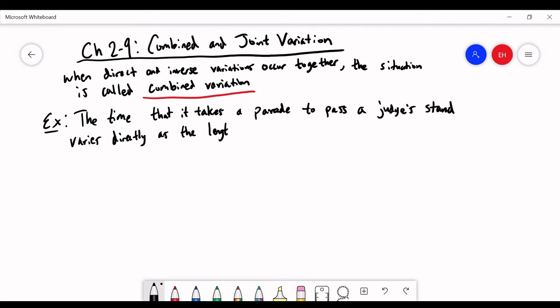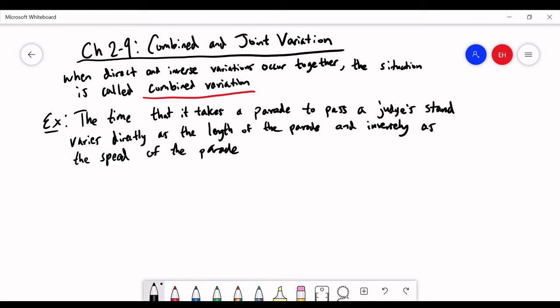So the time that it takes to do that is going to vary directly as the length of the parade, because as the parade is longer, it's going to increase the time to go by the judge's stand, but inversely as the speed of you guys marching or walking in your parade. So inverse because as you increase the speed of you guys walking in the parade, the increase of speed is going to decrease the time that it takes to go by the judge's stand. Okay, so we have direct and inverse variation going on, so this is going to be a combined variation.